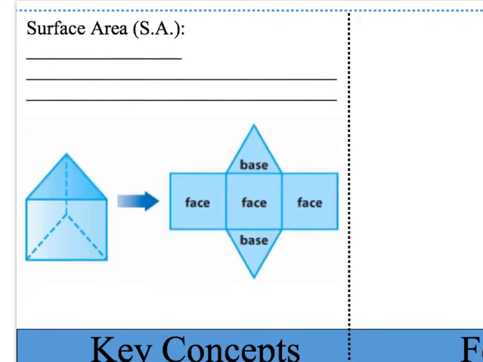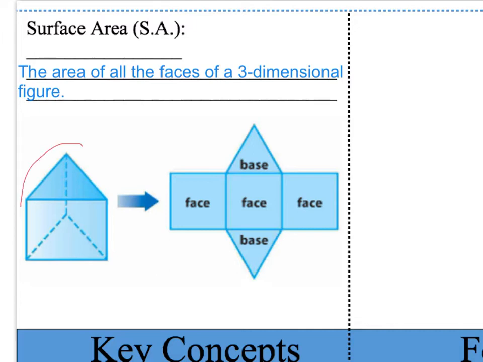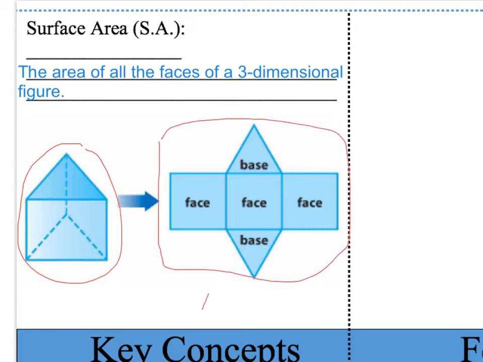Surface area is the area of all the faces of a three-dimensional figure. Now today what we're going to talk about is the surface area of a triangular prism. So here's a triangular prism. What we can think about is unwrapping the triangular prism to make a 2D object. So we can make it into a net. A net is when you take a 3D object and you unwrap it to get a flat surface.